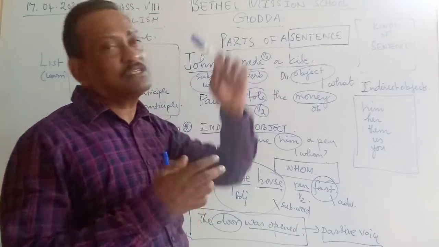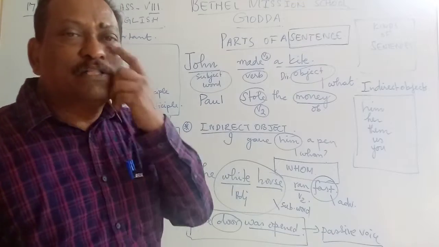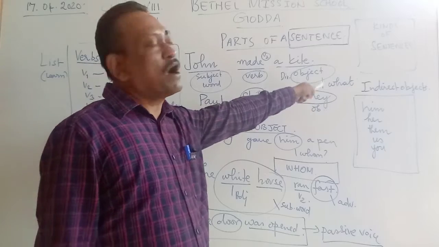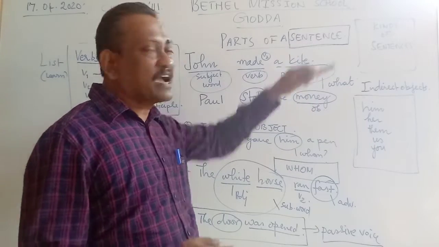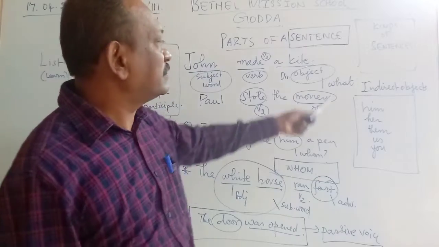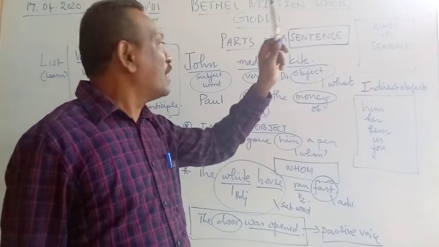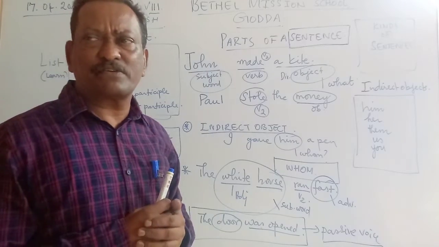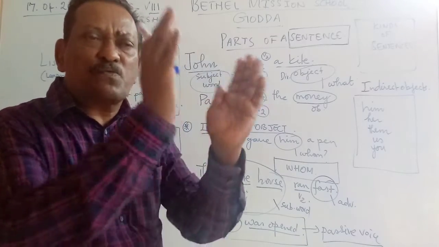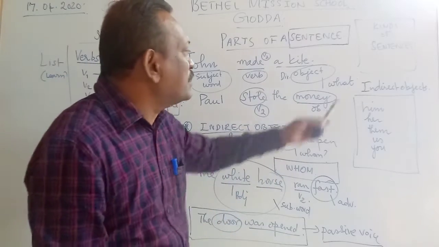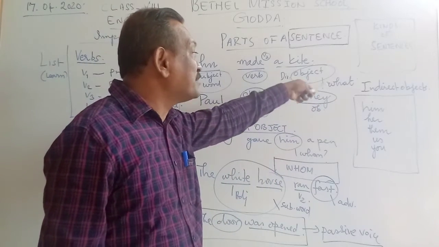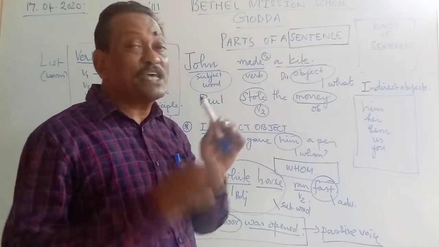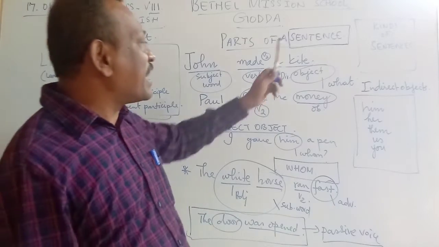Kite is the object here. Now why do I call this an object? Because it answers the question, what? John made a kite. What did John make? He made a kite. So the word kite answers the question, what? Therefore, one thing is clear. An object is a word which answers the question, what? Here, the kite answers the question, what? What did John make? Obviously a kite. Therefore, the kite becomes an object. And you call this a direct object.